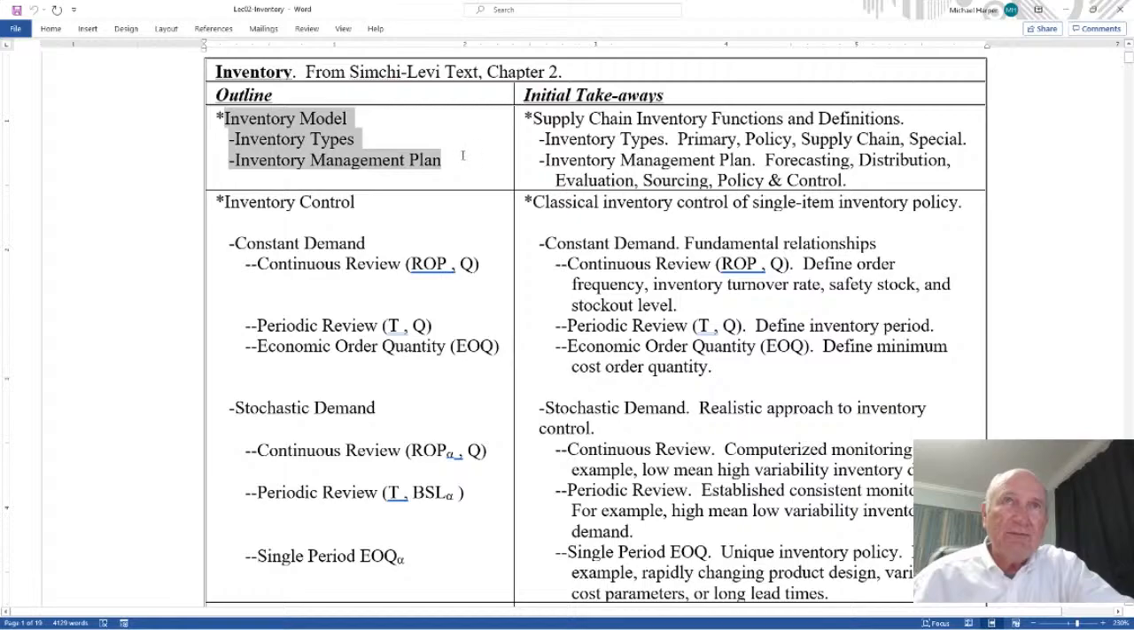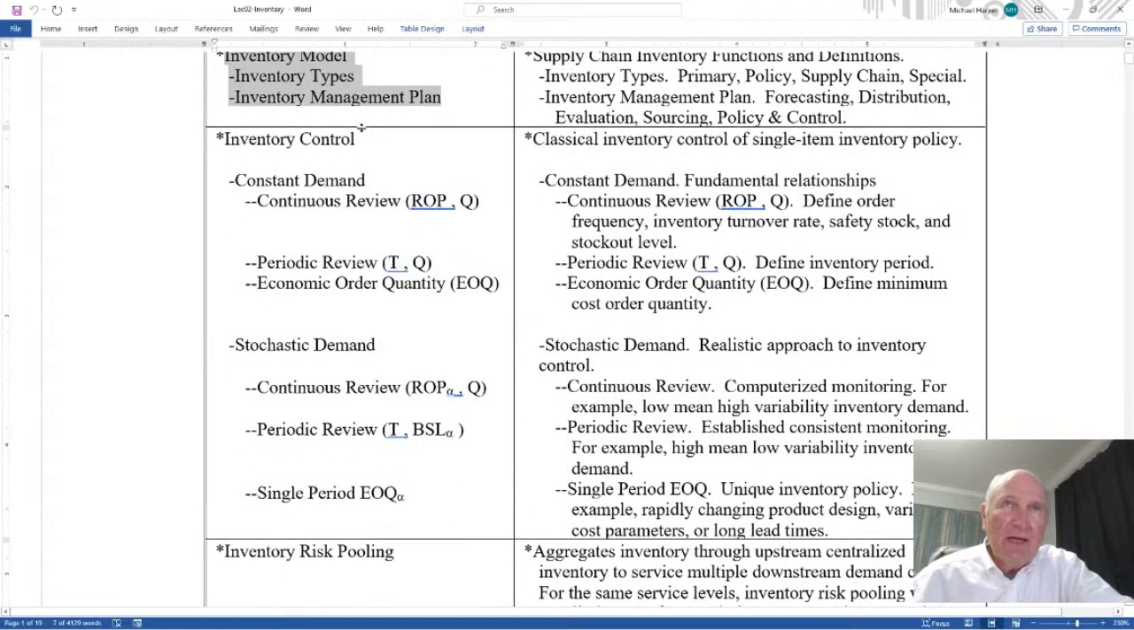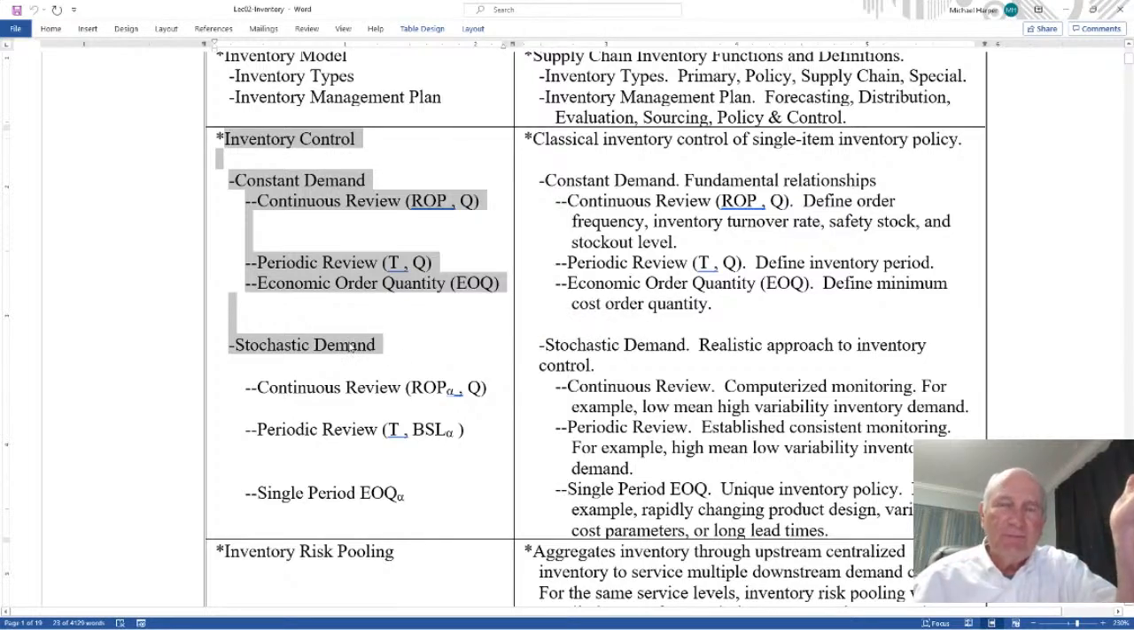We have different types in inventory management, and we'll talk about the definitions. And then we get into inventory control, where you have constant demand, just to talk about relationships and definitions, and different types of systems like periodic systems and review systems, and then stochastic demand. Stochastic demand simply means the demand is random. It's not constant, it's a random variable.